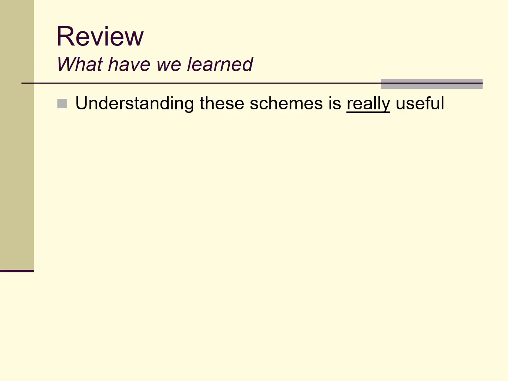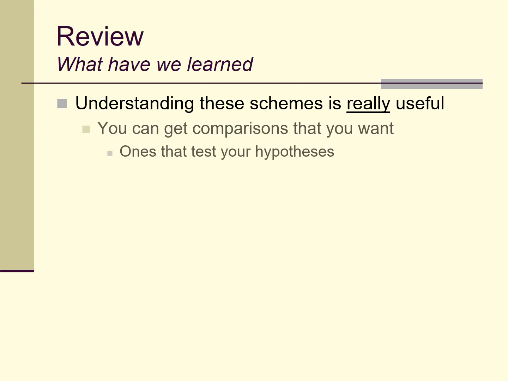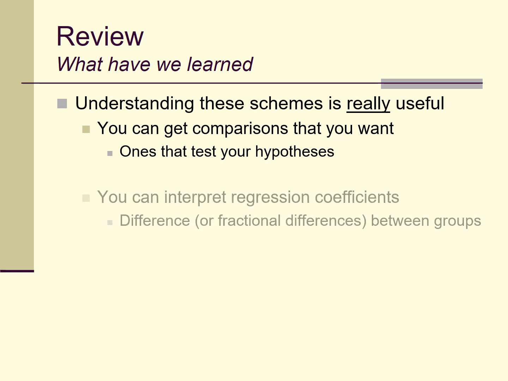Understanding these different schemes I think is really useful. It allows you to get comparisons that you want. Do a limited number of tests that let you compare the groups or the groups of groups that you really care about, or compare trends across groups in a way that's efficient to test your hypotheses without doing a lot of extra testing, which would necessarily increase family-wise error rate. Understanding these coding schemes is really useful because it also allows you to interpret regression coefficients, because you can see them as differences or sometimes fractional differences between groups or groups of groups, and that's important.